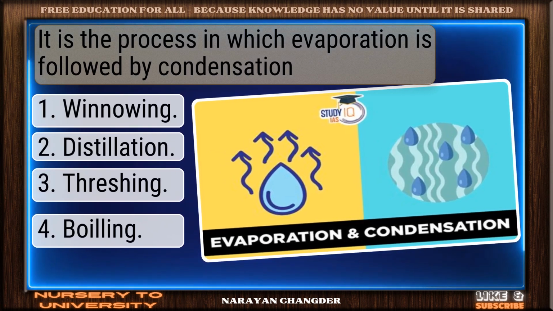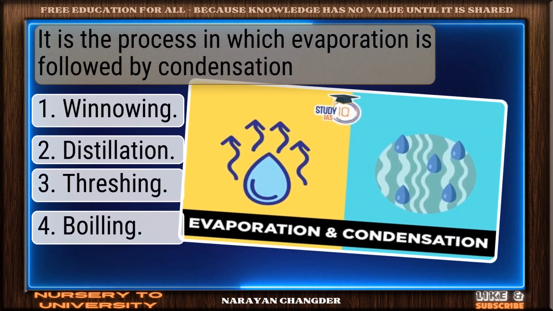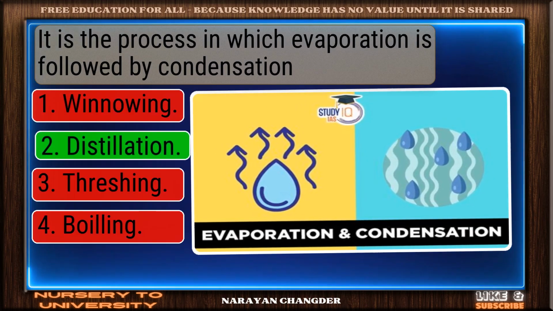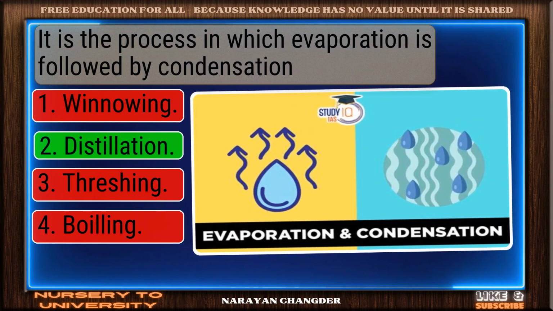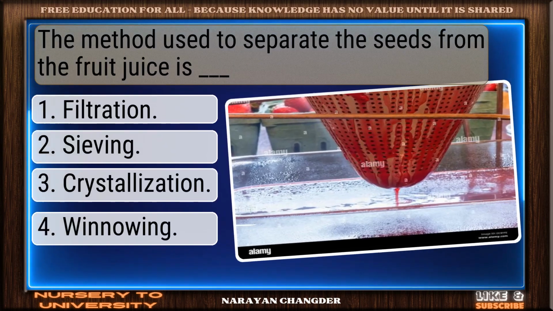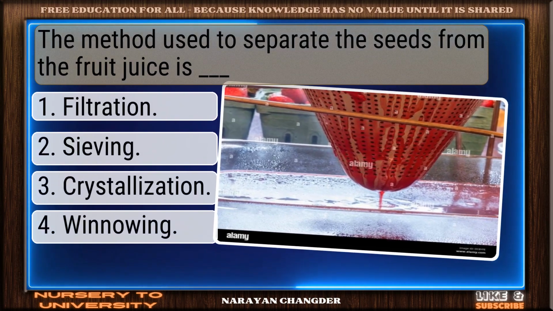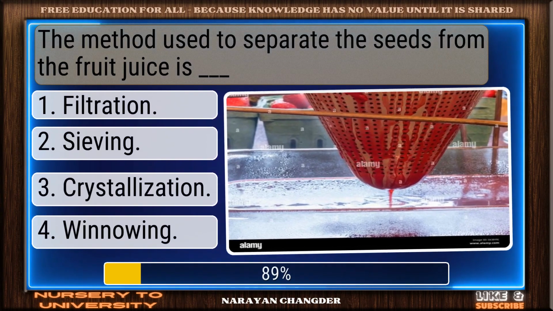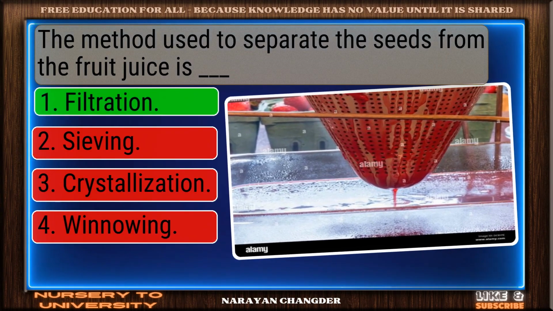It is the process in which evaporation is followed by condensation. Smart pick. Distillation is the correct choice. The method used to separate the seeds from the fruit juice is dash. You chose filtration, and it is correct.